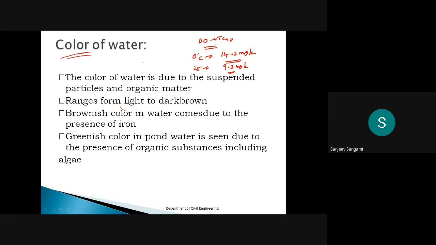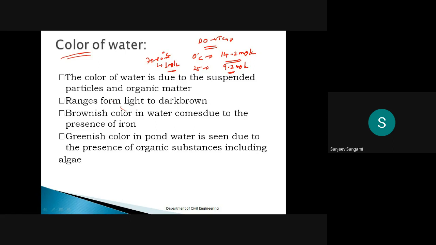If you increase the temperature to 70 to 80 degrees centigrade, roughly you cannot find it, sometimes it is even 1 milligram per liter. If you see all those relations, it is inversely proportional.